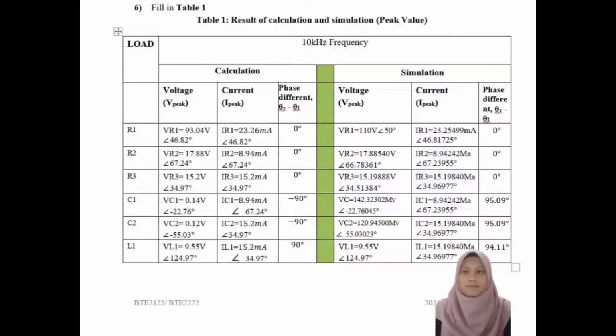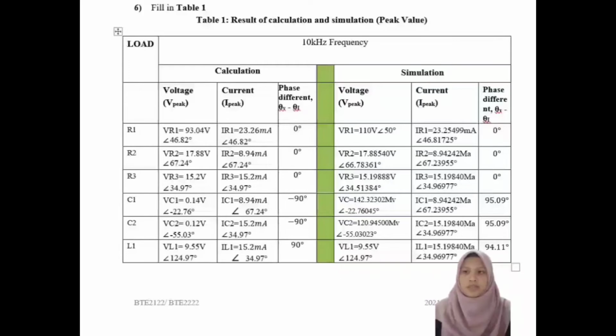142.32302 millivolt and negative 22.76045 degree. For VC2, 120.94500 millivolt and negative 55.03023 degree. VL1, 9.55 volt and 124.97 degree.